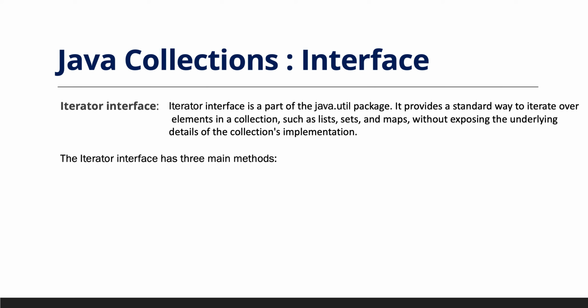So what are those methods? Basically there are three main methods available inside the Iterator interface. First is hasNext, then next, and then remove. So what is the use of hasNext? As the name itself suggests, hasNext checks inside the collection whether any element is available or not. If any element is available, then using the next method we will be able to get that element. Similar to that, using the remove method we will be able to remove those elements.